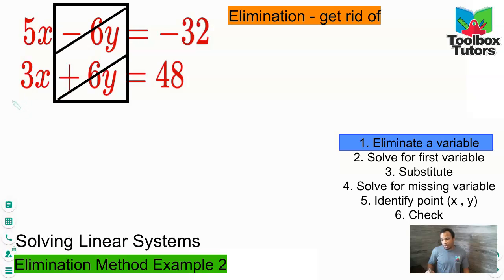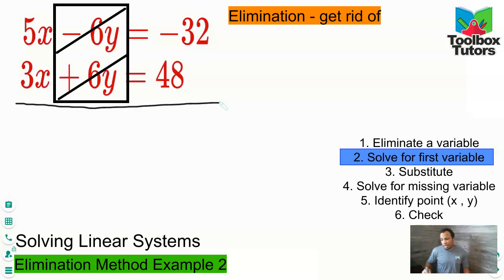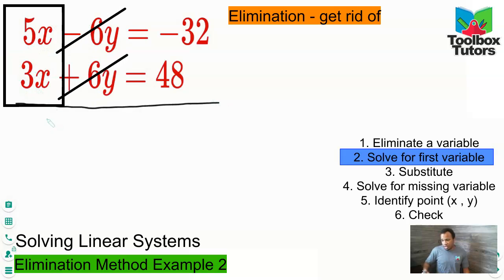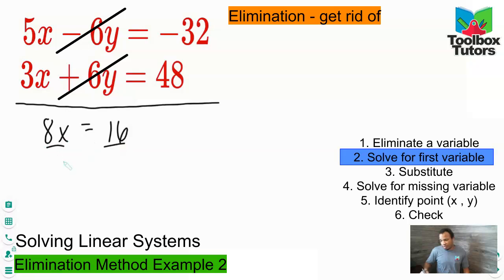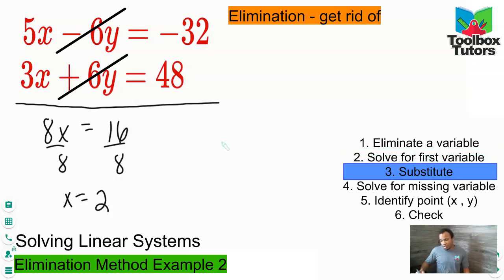So what we'll do is mark through these y's, cross these out, and we'll add 5x and 3x to give us 8x. The y's are canceled out, so we bring down our equal sign, and negative 32 plus 48 gives us a positive 16. From here, we can solve this by using a one-step equation, by dividing by 8. So we divide both of these by 8, and we have x equals 16 divided by 8, which gives us 2. So now we know x equals 2.